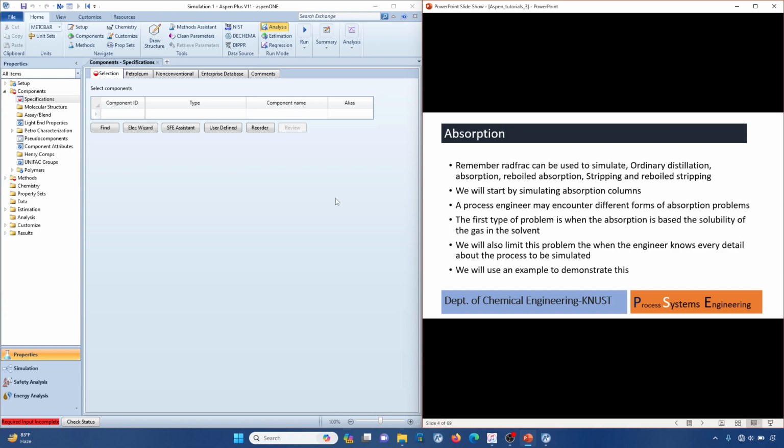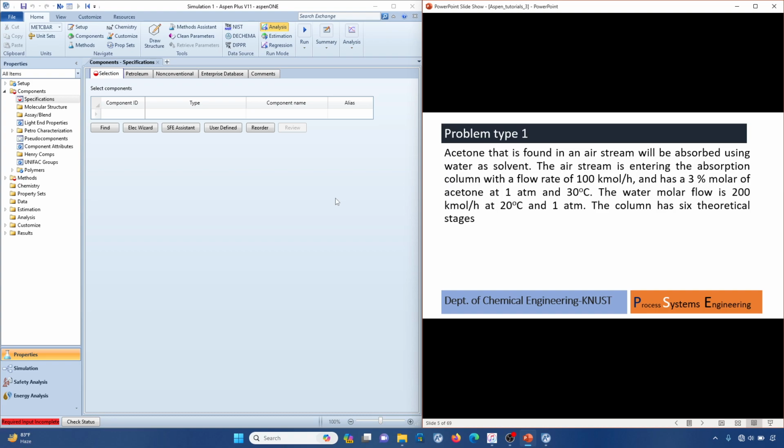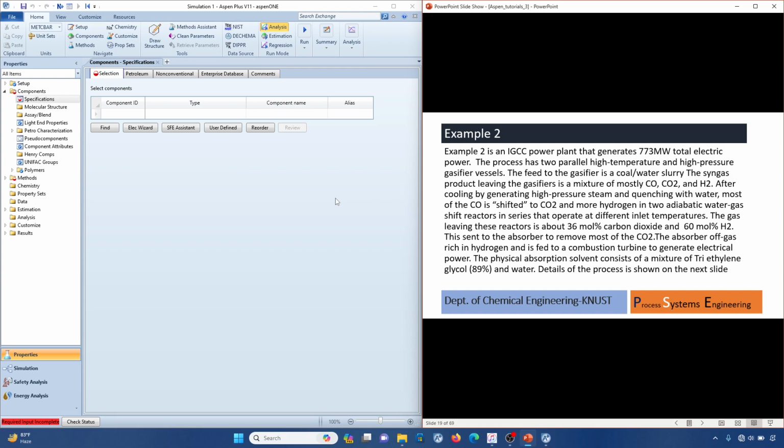And remember, we spoke about RadFrac, and we used RadFrac for distillation, and how we said the model was also built for absorption as well. So we're going to do something similar in Aspen Plus and attempt to solve a problem using the absorber model in the software. So over here we have a problem.